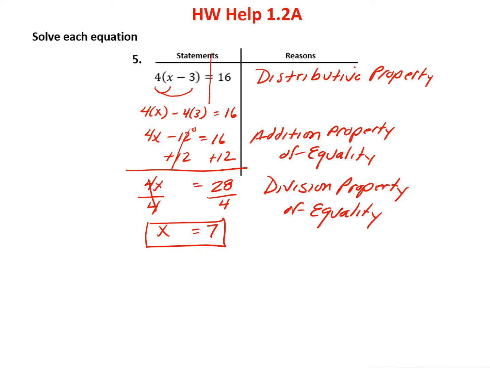Now notice if we check this out, we just put that in for x. 4 times 7 minus 3, let's see what that side equals. Well, we do the parentheses first. So 7 minus 3 is 4, so I end up with 4 times 4, or 16. And that's what that equaled there, so I know I did that problem correctly.